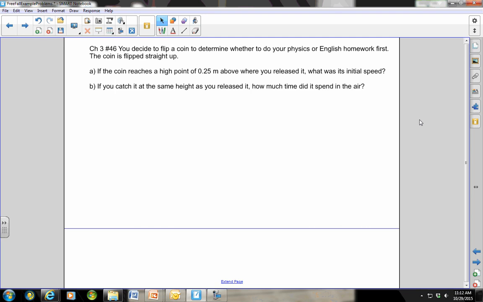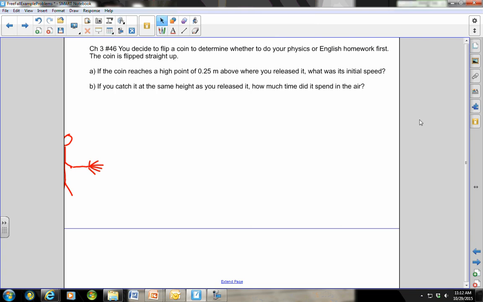So this is number 46 in your book. Okay. And it's talking about flipping a coin. And the coin's going to go up and come back down. And I'm not a very good artist, but if we have, here's your hand. Okay. And you're going to, here you are. There's your leg. Okay. Wow, that's a huge hand.